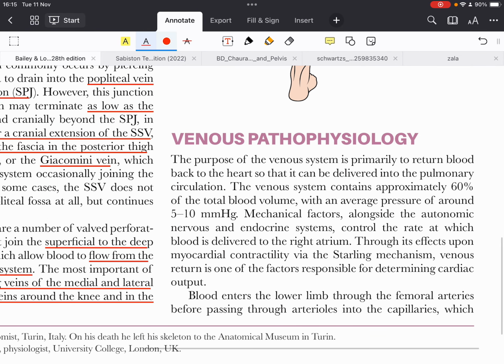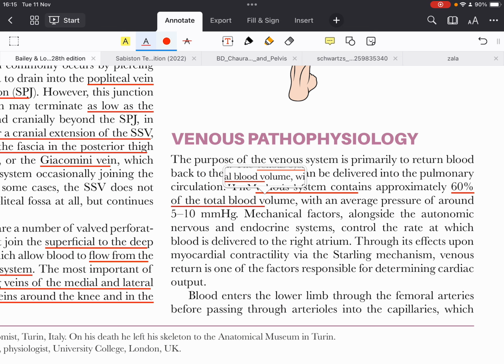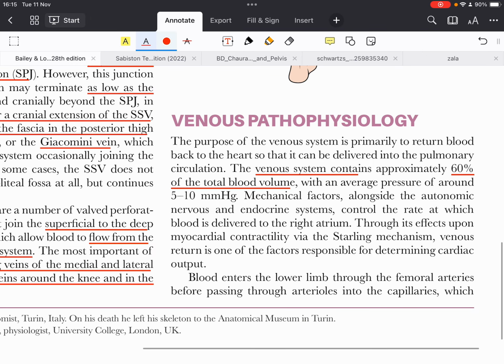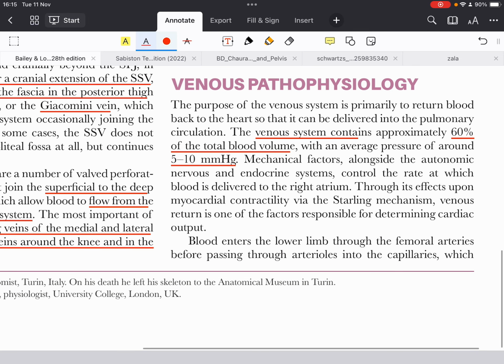Venous pathophysiology. The purpose of the venous system is primarily to return blood back to the heart so that it can be delivered into the pulmonary circulation. The venous system contains approximately 60% of the total blood volume with an average pressure of around 5 to 10 mmHg. Mechanical factors alongside the autonomic nervous and endocrine system control the rate at which blood is delivered to the right atrium. Through its effect upon myocardial contractility via the Starling mechanism, venous return is one of the factors determining cardiac output.